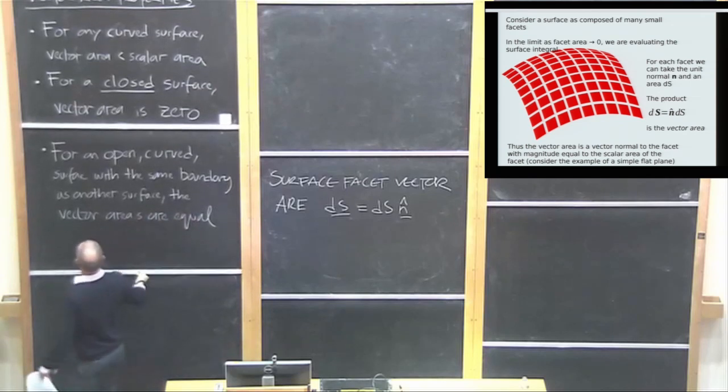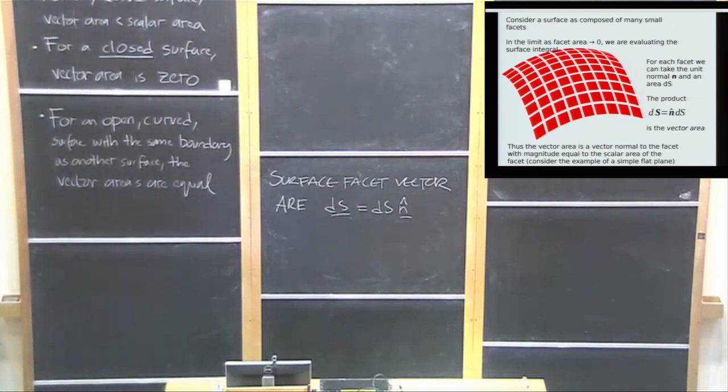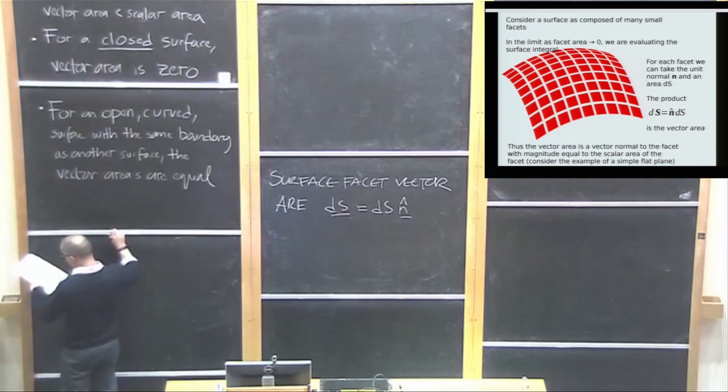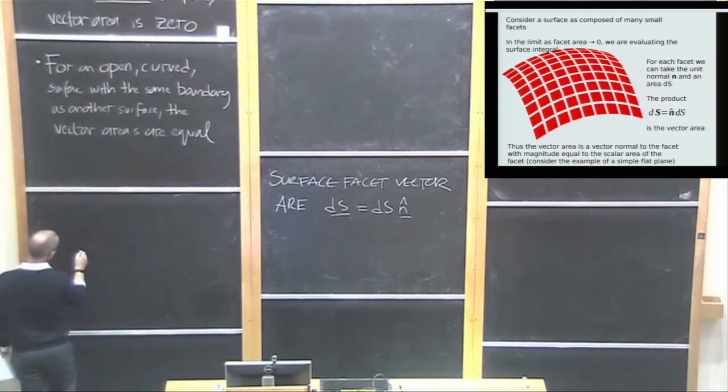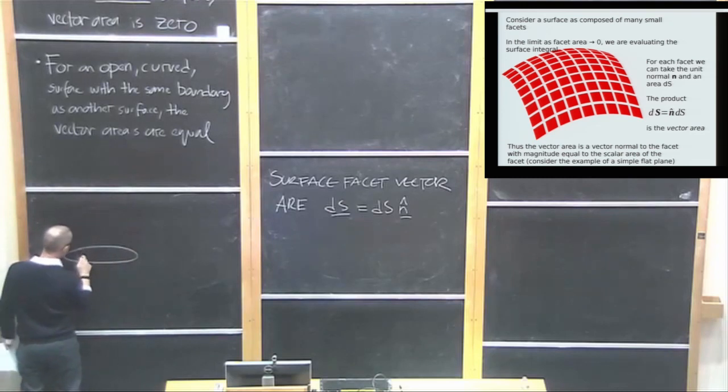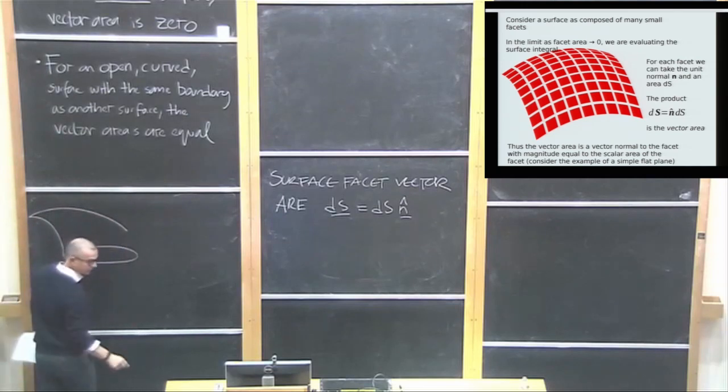In case you can't read that, for an open curved surface, which is a surface that is not closed, with the same boundary as any other surface with the same open boundary, the vector areas are equal. Let me illustrate what I mean by that. I have some open surface. This is a boundary, and the surface exists above this boundary.